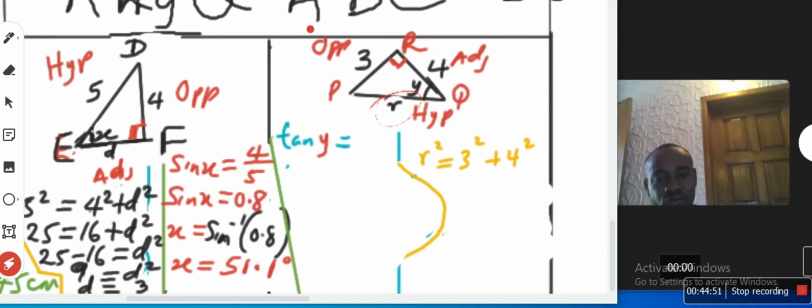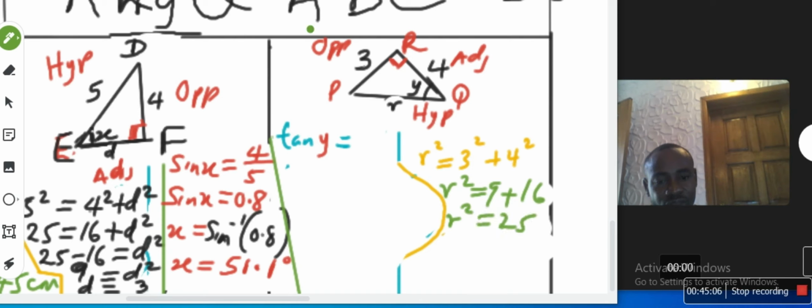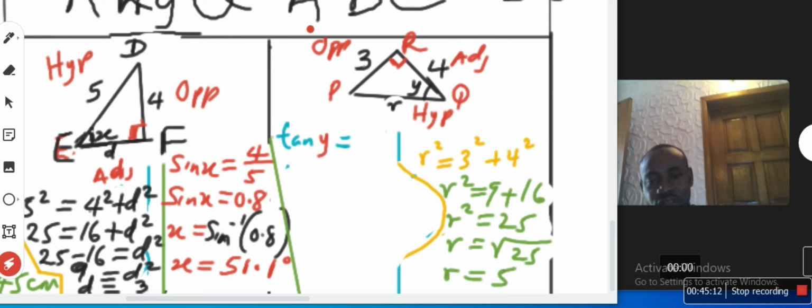To get r, r is the hypotenuse, isn't it? Because that's the one facing angle 90. So r squared is equal to 3 squared plus 4 squared. That will not be difficult, because r squared will just be 9 plus 16. So r squared is 25, so r is equal to the square root of 25. This gives us 5.